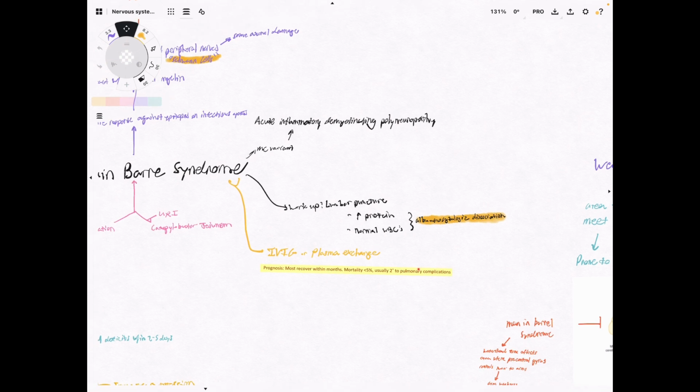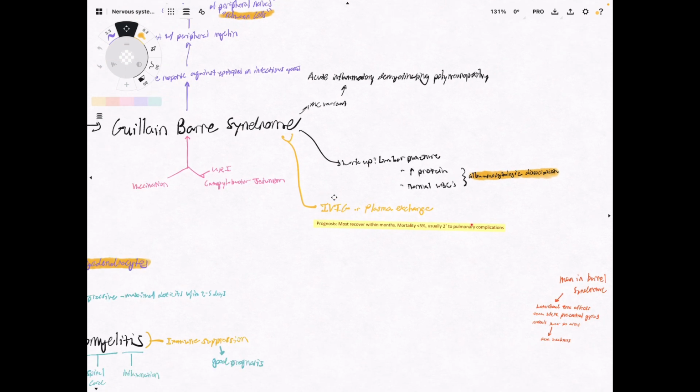To treat this, we're going to have to give IV immunoglobulins and/or plasma exchange. So we're going to have to take the immunoglobulins out of circulation through IVIG and through a plasma exchange.